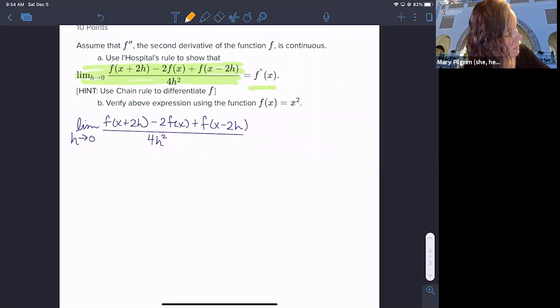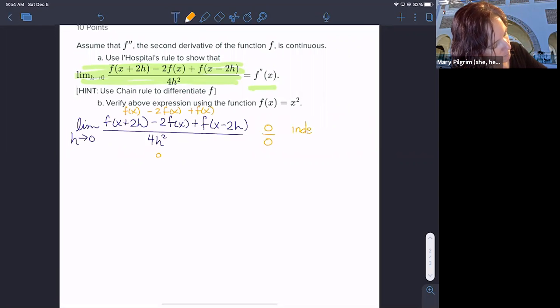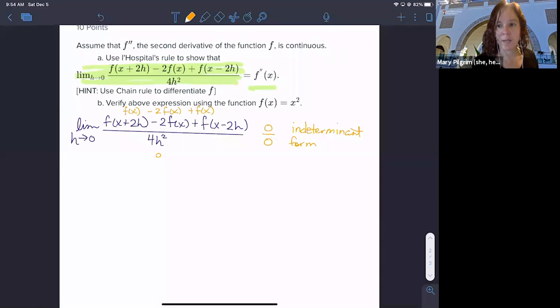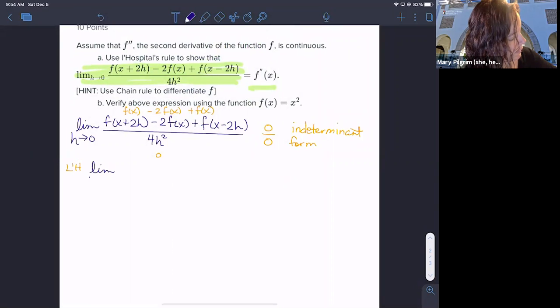And if we do that, notice that if h were 0, we would have f of x minus 2f of x plus f of x. And that would all result to 0 on top, and then 0 in for h on the bottom would give us 0. So we get 0 over 0, which is an indeterminate form. And that is why we're allowed to apply L'Hopital's rule, because we've got an indeterminate form. So we can use L'Hopital's rule and use that to evaluate the limit.